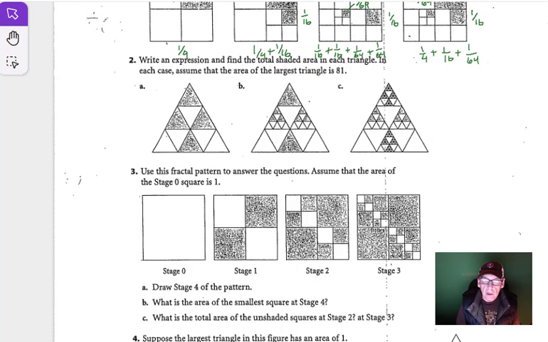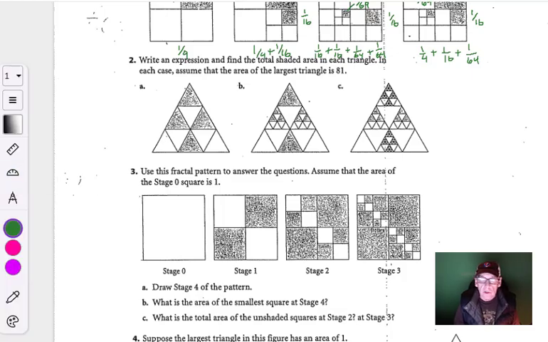Look at number 2. This whole area here is 81, and we have 1, 2, 3, 4, 5, 6, 7, 8, 9 triangles. So if the whole area is 81, each one of these small triangles has a value of 9, and we have 1, 2, 3, 4 shaded ones. That's going to give us 36 units.